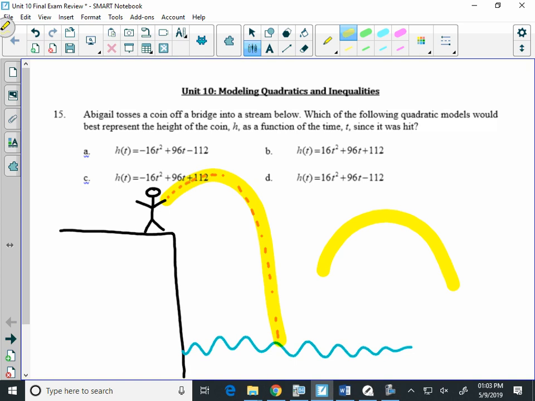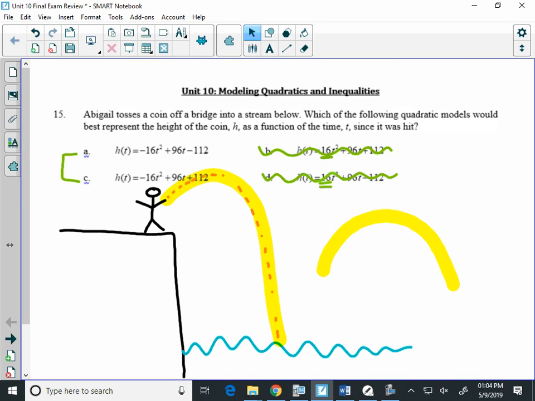So we know when a quadratic opens downward, a negative has to be out in front. The leading coefficient is negative. So the only ones where our leading coefficient is negative are A and C. B has a positive leading coefficient. That 16 is positive. That's not going to be an answer. And D also has a positive leading coefficient, so that's not going to be an answer. So at least we have a 50-50 shot.